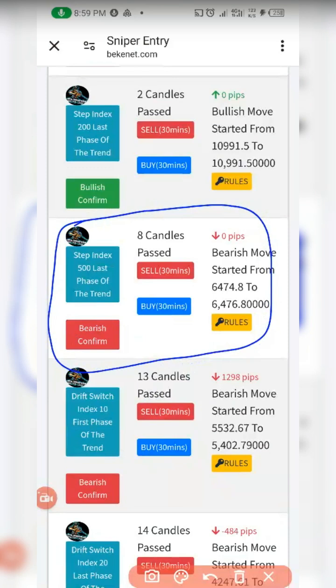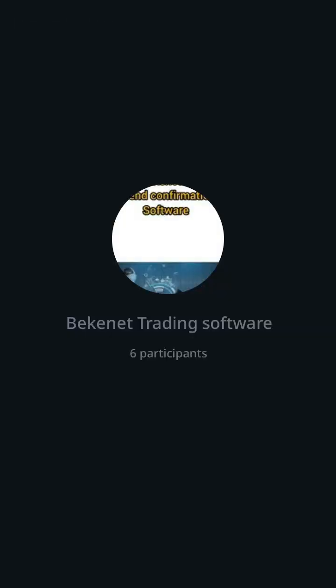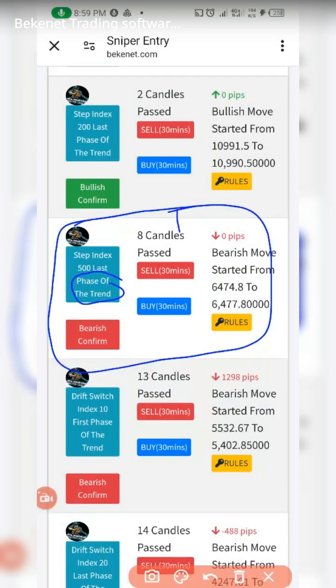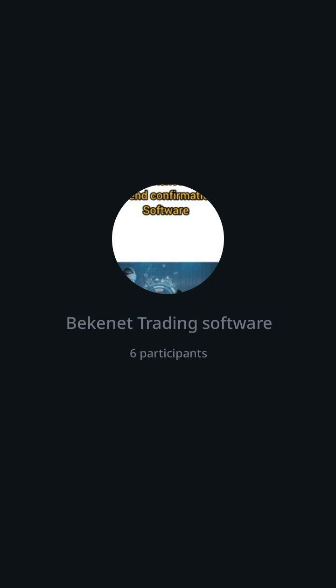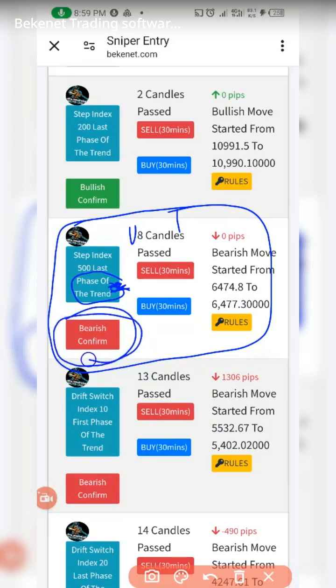As you can see, currently the sniper entry trend direction is on a last phase, meaning that once it was a first phase bearish move, which aligned with what the overall trend direction is saying. But now it has already moved from that bearish first phase to a last phase. All I need to do is to be patient, quietly wait for this to turn back to a first phase, one candle or two candle or three candle, whichever way I say it. And I see a confirmation here showing a bearish move. But now I cannot take any trade because it's currently on the last phase.